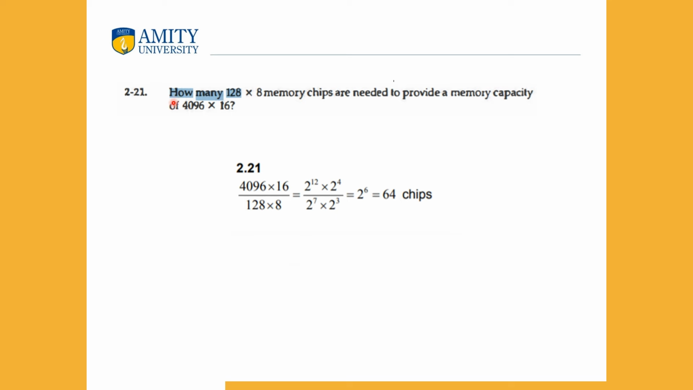In the next question we have: how many 128 into 8 memory chips are needed to provide a memory capacity of 4096 into 16? We are given the memory capacity that is required, and we have the memory capacity of the chips that we have. In order to find out how many of these chips are needed, we can just find the ratio. 4096 into 16, divided by 128 into 8, will give you 64 chips. It's a very basic calculation. All you need to do is find the ratio of the sizes, and it will give you the number of smaller chips that you need to reach the required memory capacity.